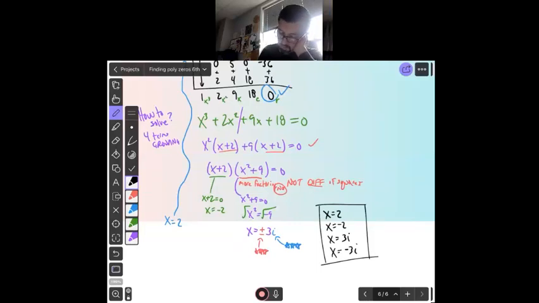What's that look like on the graph? How do we deal with 3i on the graph? I know where 2 is. There's 2. I know where negative 2 is. Negative 2. Well, maybe we need to look at the graph to figure out where 3i and negative 3i are. I don't know where those are on the graph. Let's look at that one.